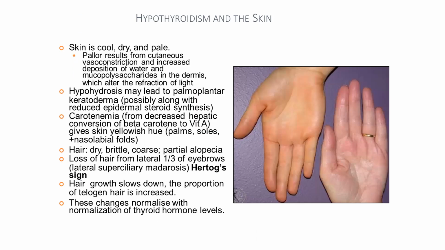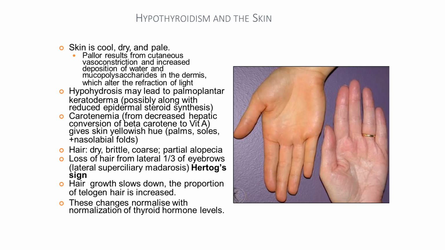Then hypothyroidism. The skin findings are all opposite to hyperthyroidism. Skin is cool, dry, and pale. Pallor results from cutaneous vasoconstriction and increased deposition of water and mucopolysaccharides in the dermis, which alters the refraction of light. Hypohidrosis may lead to palmoplantar keratoderma.